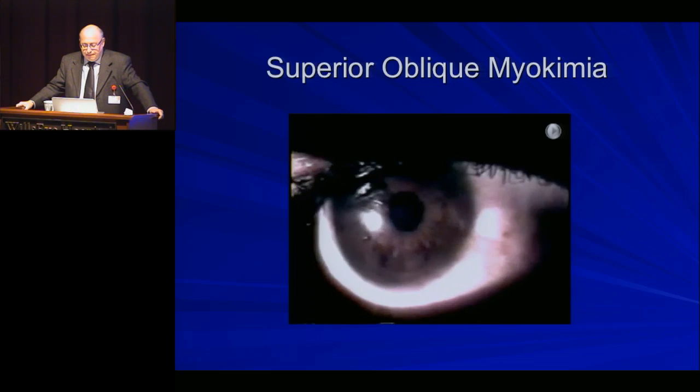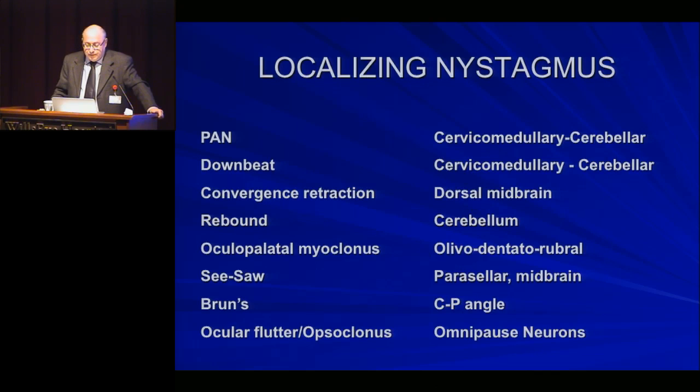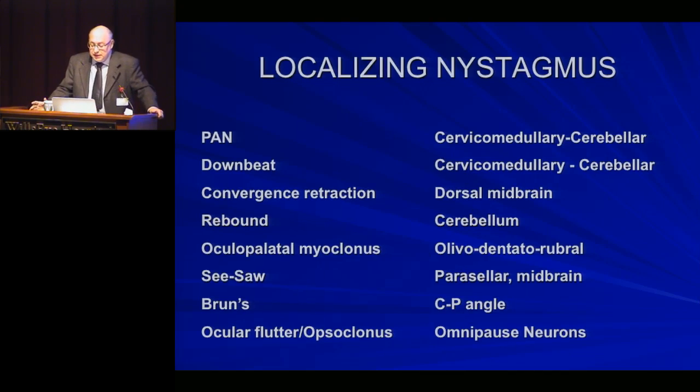And so that's superior oblique myokymia. So the types of nystagmus that are localizing include periodic alternating or downbeat to the cervicomedullary junction or cerebellum. Convergence retraction we'll talk about when we do supranuclear, and that's the dorsal midbrain. Rebound is the cerebellum. Oculopalatal tremor or myoclonus is in the Mollaret triangle, the olivodentatorubral pathway. Seesaw is in the chiasm or the midbrain, if it's jerk. Brun's is a CP angle.